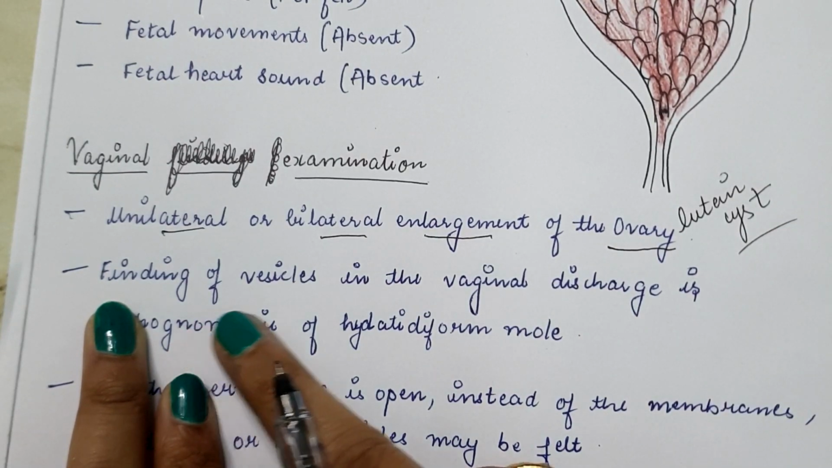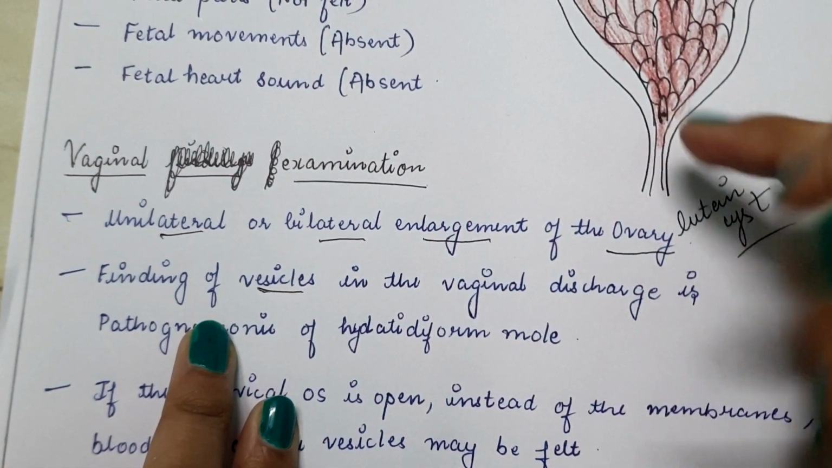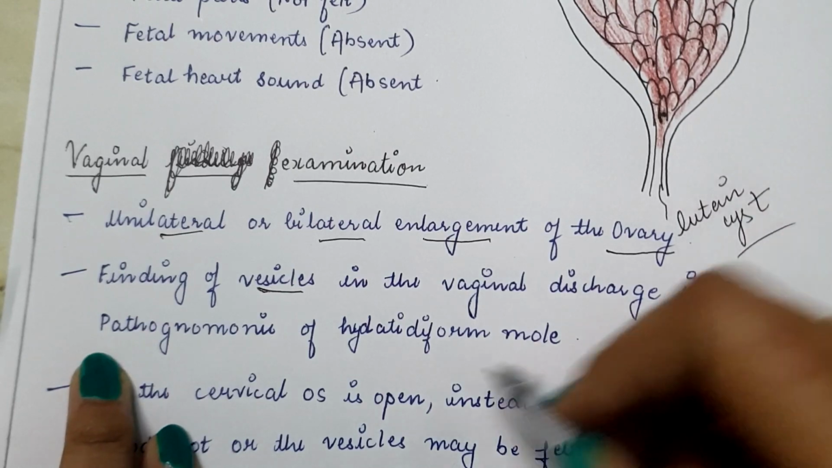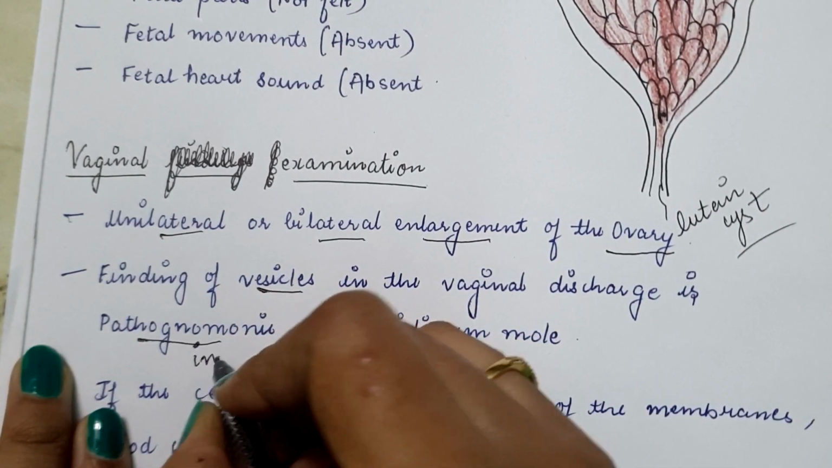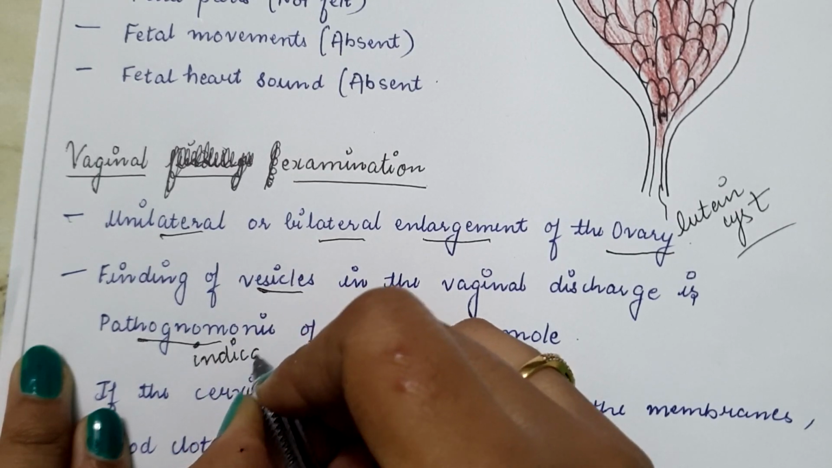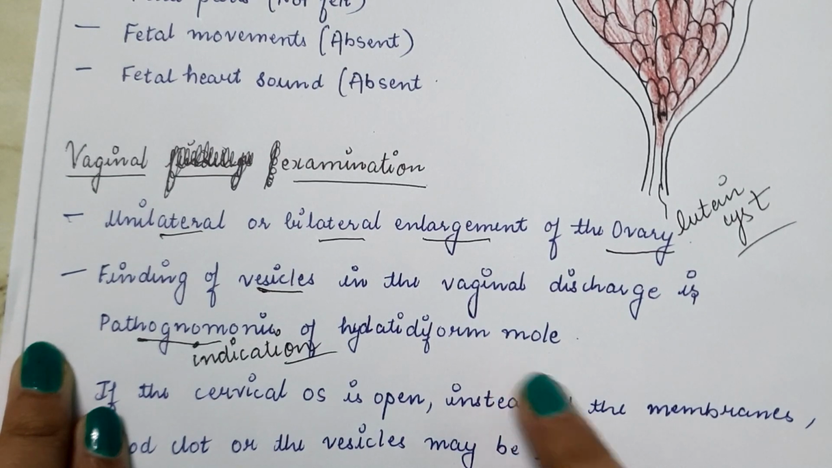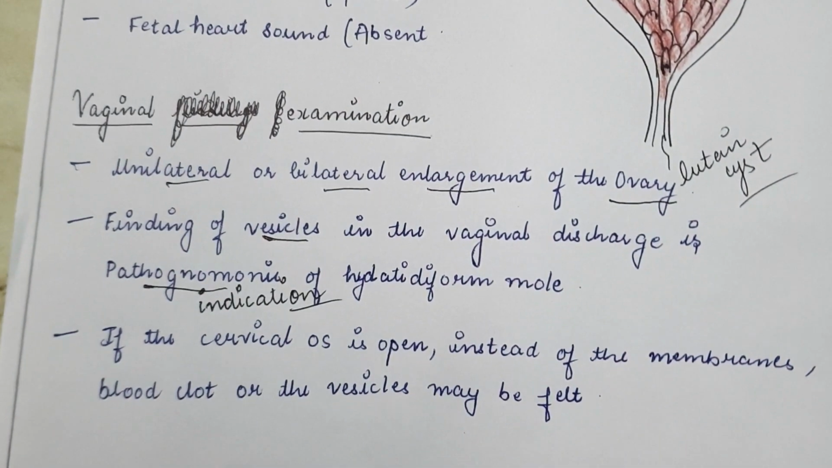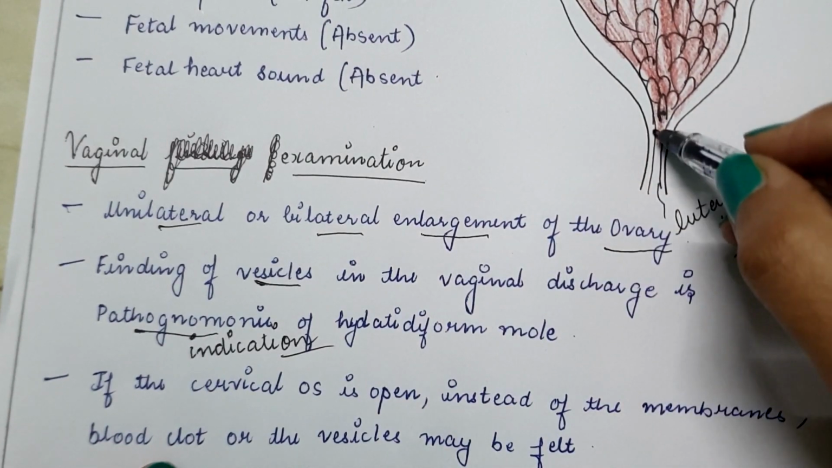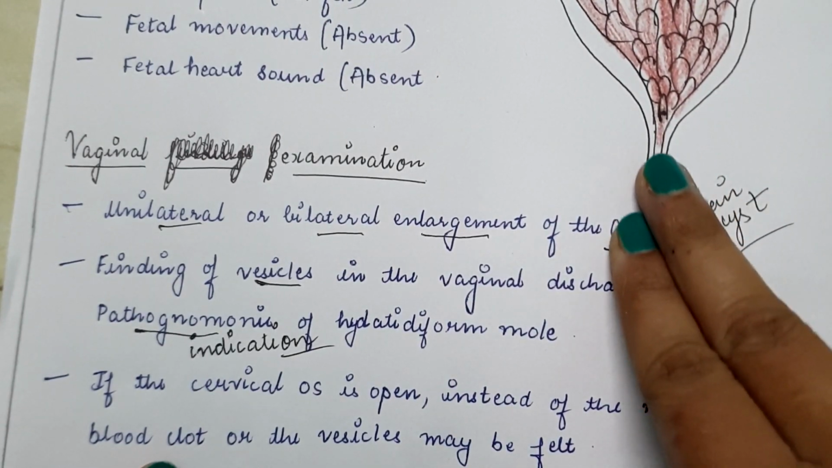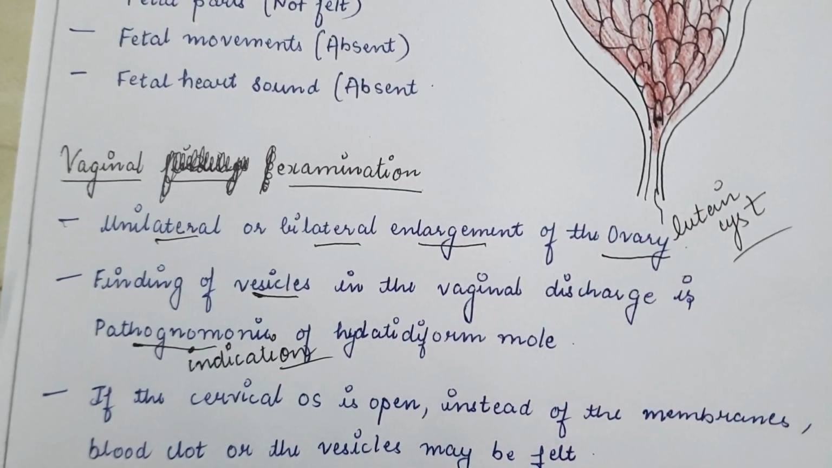Next, finding of the vesicles or the cyst in the vaginal discharge is pathognomonic, meaning indicative of hydatidiform mole. Next, if the cervical os is open, instead of the membranes, the blood clot and the vesicles may be felt during the vaginal examination.